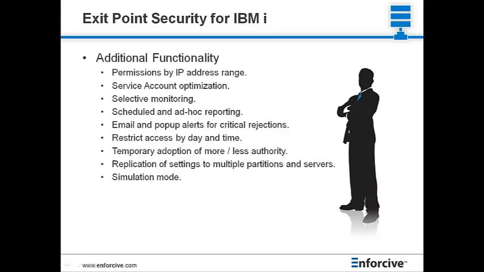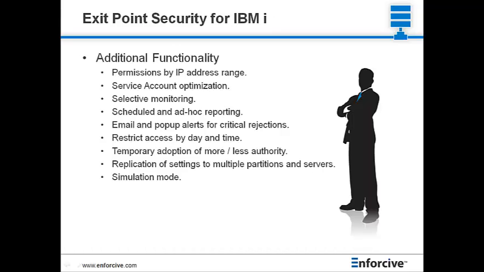We have some special optimization processing for service accounts and other types of user profiles on the system. Maybe those service accounts are used for something like a client server configuration, and all of your connections come under the same service account. We can turn on optimization for that to make the processing more efficient and to reduce the amount of transactions that we see. We can actually do selective monitoring in a number of ways. You could choose, for example, only to record rejections and warning events.